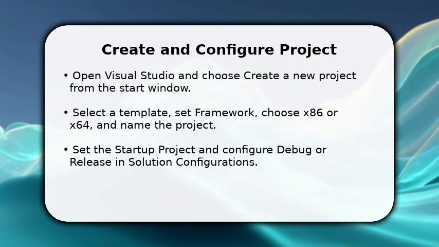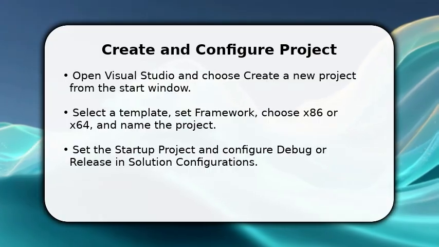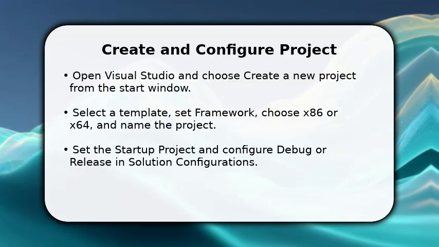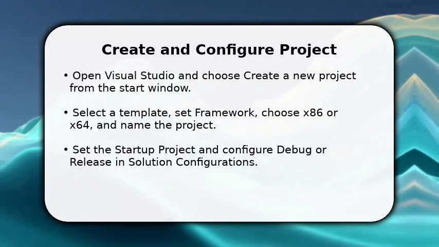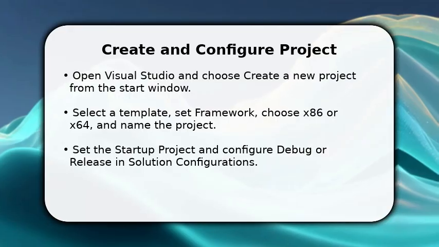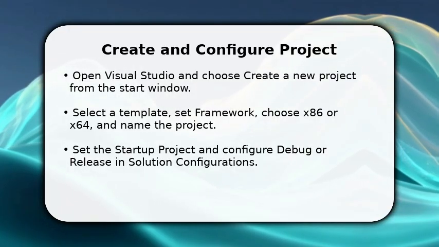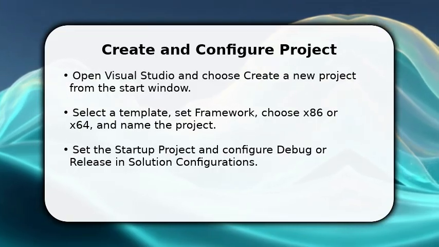Open Visual Studio and choose Create a New Project from the Start window. Pick a template that matches your app type and language choice. Set the target .NET Framework or .NET version explicitly in the project dialog. Choose platform as x86 or x64 depending on native dependencies.